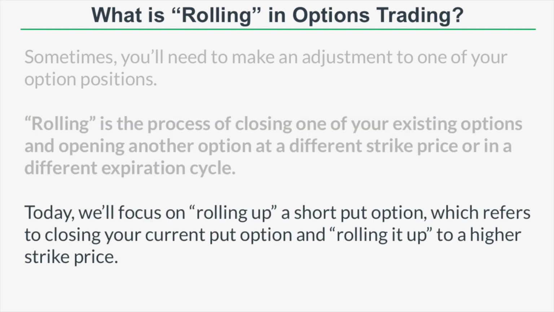In today's video, we're going to focus on rolling up a short put option, which consists of closing your current short put option by purchasing it back, and then selling another put option at a higher strike price. When you do that in one transaction, it's called rolling up. Now let's go ahead and visualize when you might want to roll up your short put option when you're selling strangles.